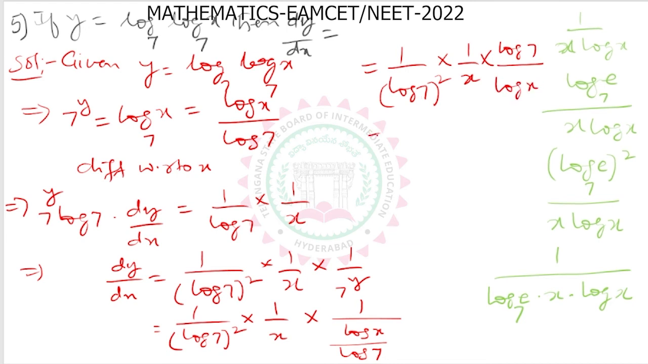Log 7, log 7 cancel. So which gives me log 1 is nothing but x log, is in the denominator, right? Log 7 to the base e, which can be written as, when it comes to the numerator, log e to the base 7, whole divided by x log x. Therefore, what is my answer? Log e to the base 7 x log x. So this is my second option.